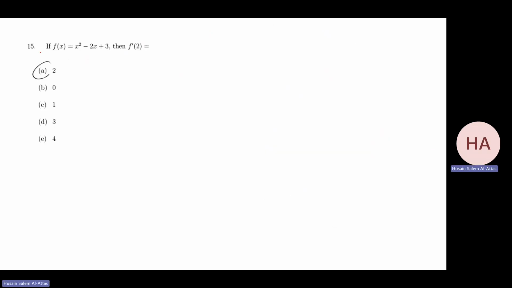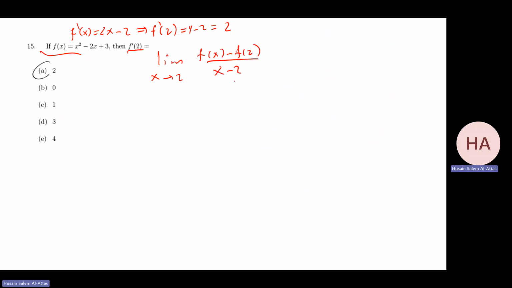If f of x equals this, find f prime at 2. Very clear. F prime at x is 2x minus 2. F prime at 2 will be 4 minus 2, equals 2. If you want to do it the long way, I say limit as x goes to 2 of f of x minus f of 2 over x minus 2. That will be the limit as x goes to 2 of x squared minus 2x plus 3. What is f at 2? F at 2 is 4 minus 4 plus 3, which is minus 3, over x minus 2.